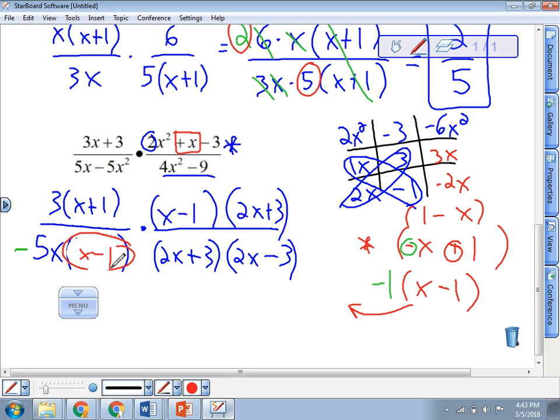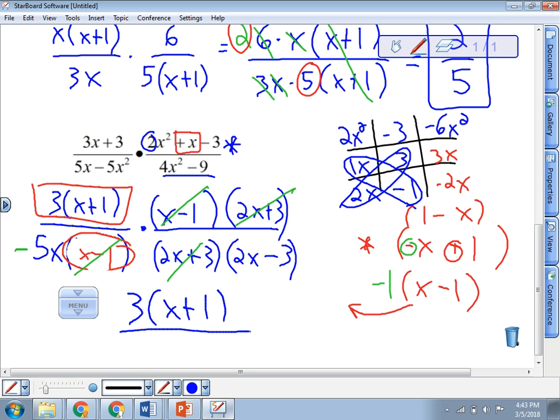So now let's see what we can cancel out. Well, I've got an x minus 1 here and an x minus 1 there. I've got the 2x plus 3 there. The 3 and the 5 can't do anything. So now I'm going to rewrite my final answer. On top, I've got a 3 and an x plus 1. So I'm going to go 3 over x plus 1.